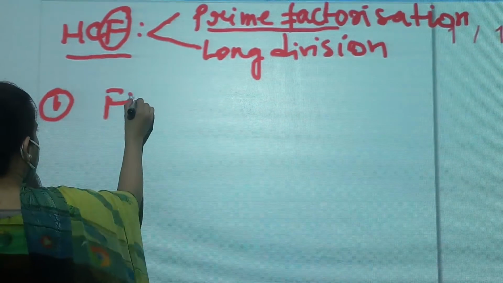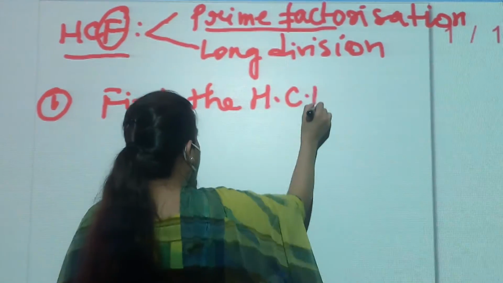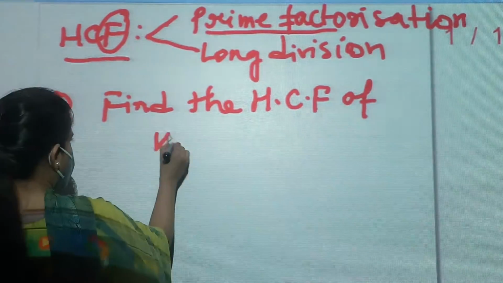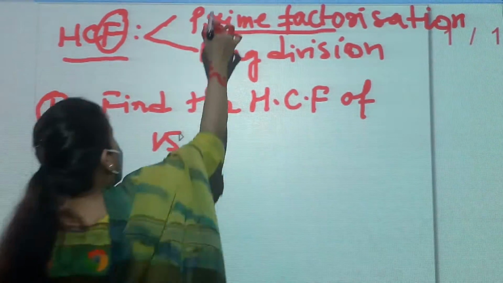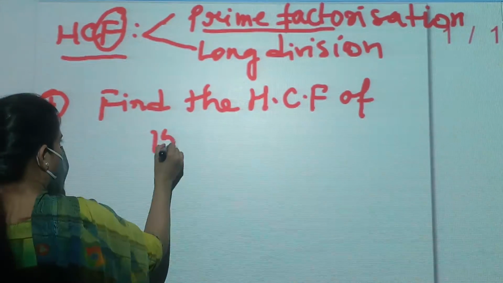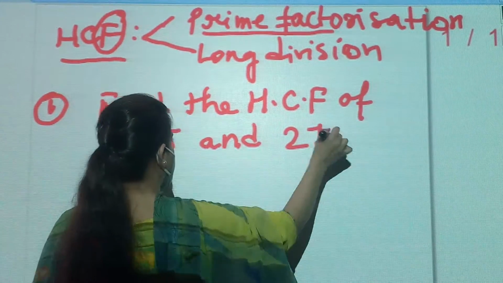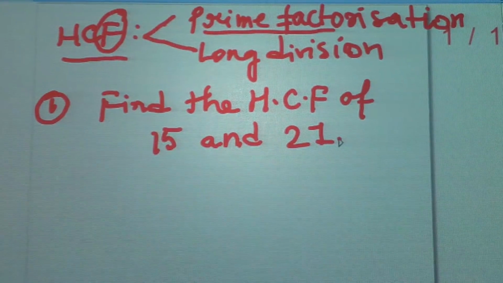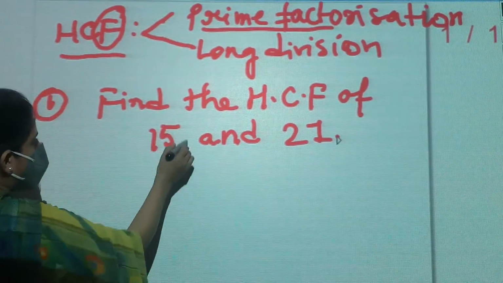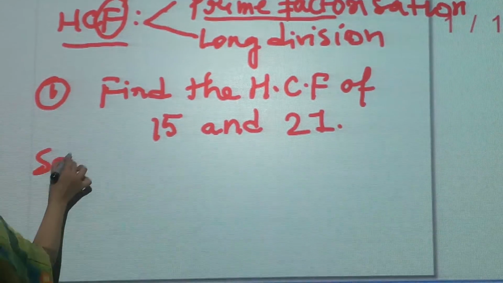Find the HCF of 15 and 21. Alright. The prime factorization method means we will find the prime factors of these numbers. Solution.